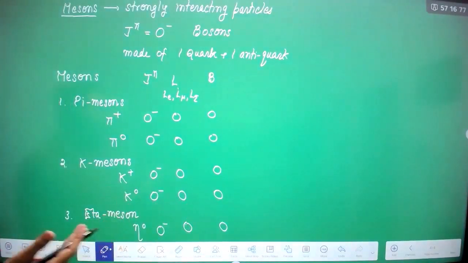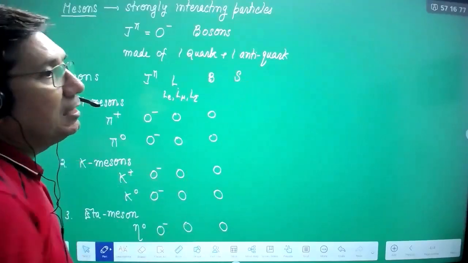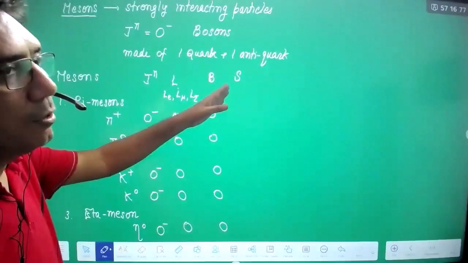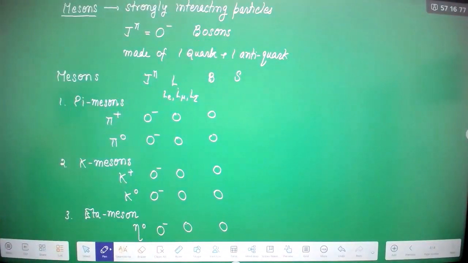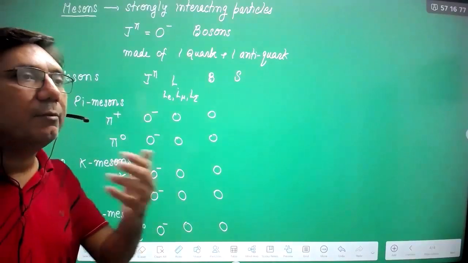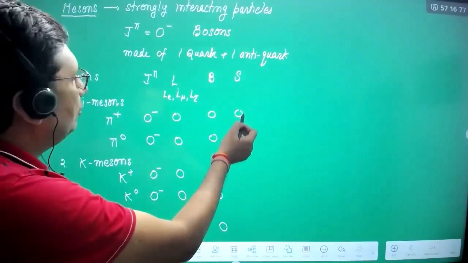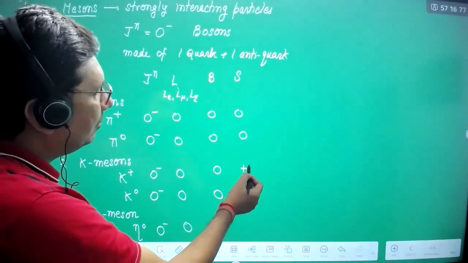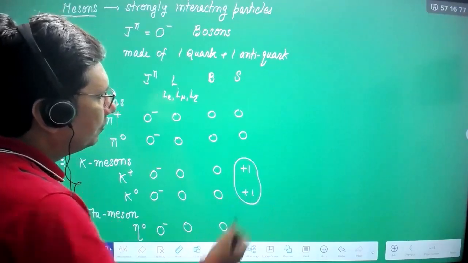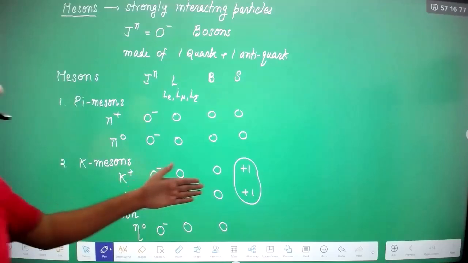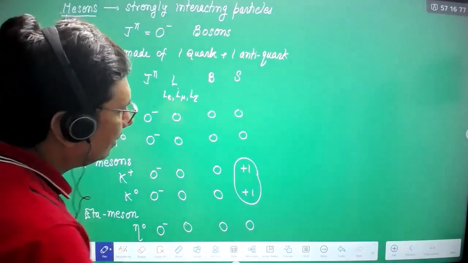But an important number, the strangeness number, is possessed by these K mesons. Here, S is called the strangeness number. They exhibit some very different properties compared to the others. So this strangeness number is 0 for this, but for these K mesons, remember, they have a strangeness number of +1 and +1. That's why I have encircled it. This will be 0.